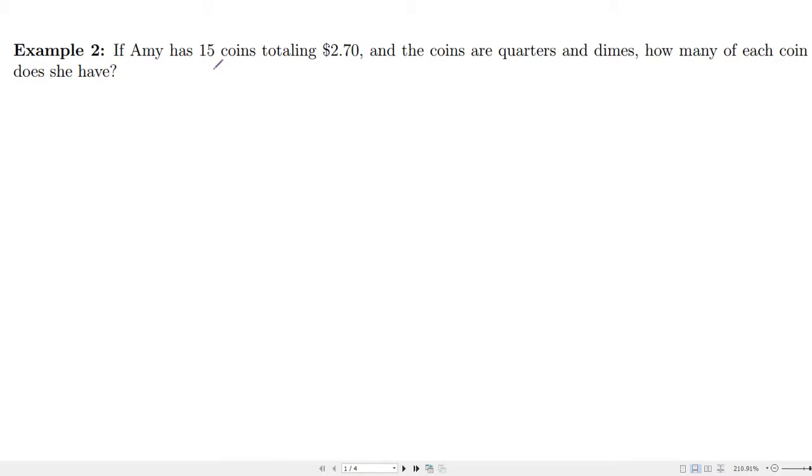Let's say that Amy has 15 coins totaling $2.70, and the coins are quarters and dimes. How many of each coin does she have? So we're talking about quarters and dimes here. Let's say that Q is the number of quarters, and D is the number of dimes. Then what is Q plus D? Well, the number of quarters and the number of dimes, we know that there's 15 coins in total.